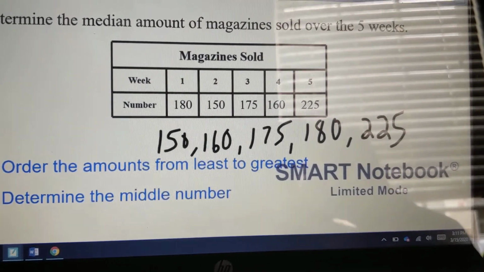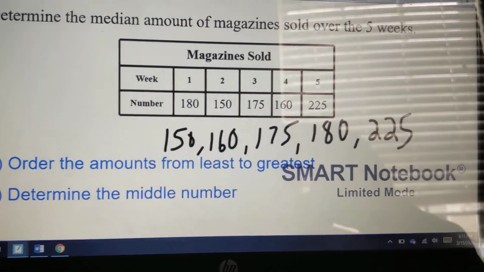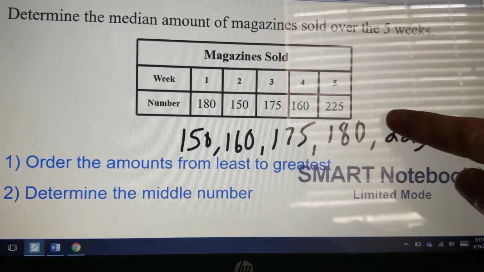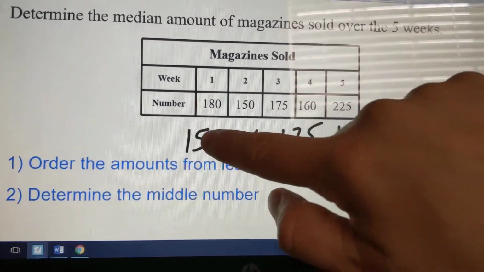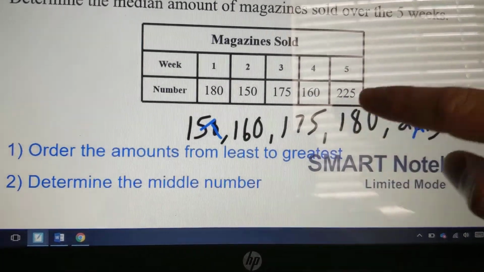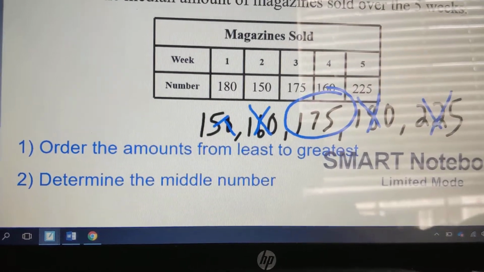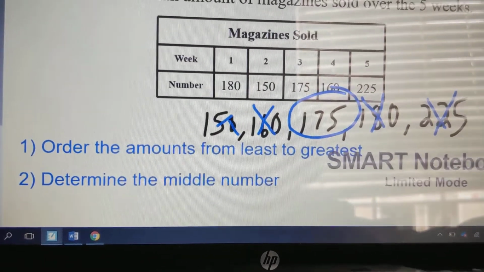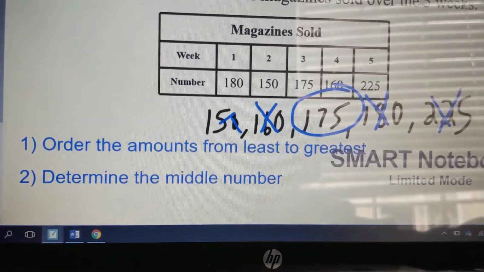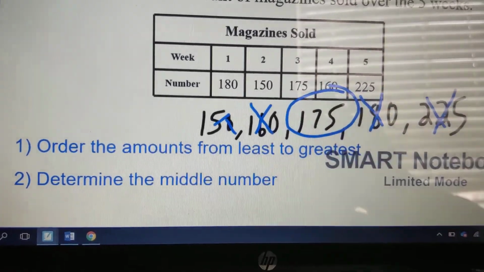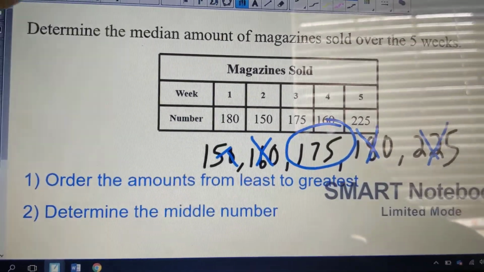Now, to find the middle number, here's the strategy. We are basically squeezing everything towards the middle, which means we are going to cross out our greatest value and our least value. We'll cross out our greatest value and our least value, and we are left with one number in the middle, which is 175. So 175, in this case, does represent the median number of magazines sold.